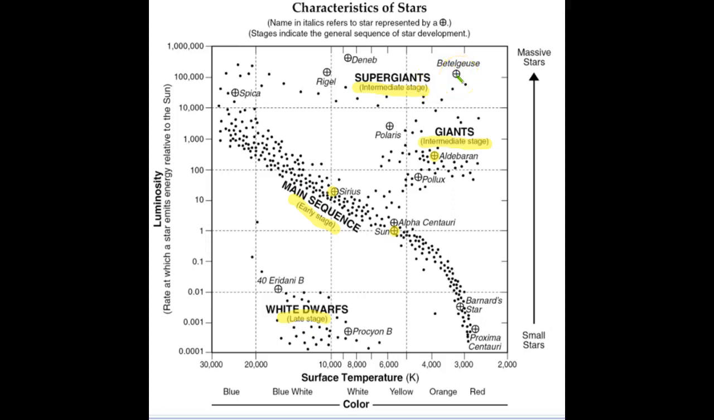Let's see, what else do I want to tell you about this lovely organization of information. If we take a look at our main sequence stars, you can see that there's a relationship. The more massive the main sequence star, the hotter the star is, and it's more luminous.